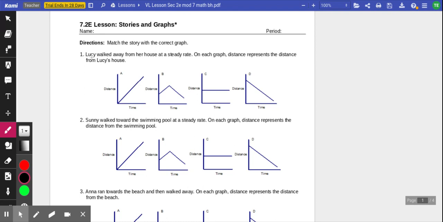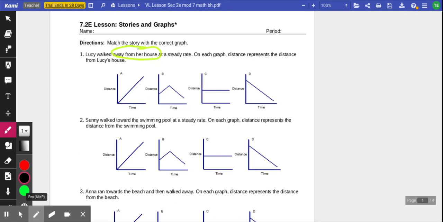So number 1, Lucy walked away from her house at a steady rate. On each graph, the distance represents the distance from Lucy's house. So if she is walking away from her house, then we should be getting farther as time goes on. So we know the distance has to increase as time increases.